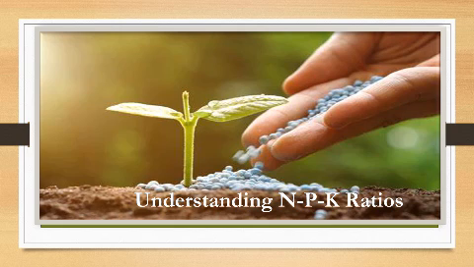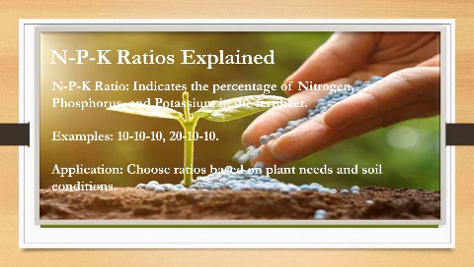Understanding NPK ratio. NPK ratios explained. Now, NPK ratio indicates the percentage of nitrogen, phosphorus, and potassium respectively in fertilizer. Examples include 10-10-10 or 20-10-10. That's to say, for the former, a ratio of 10 for nitrogen, 10 for phosphorus, and 10 for potassium. And for the latter, a ratio of 20 for nitrogen, 10 for phosphorus, and 10 for potassium.